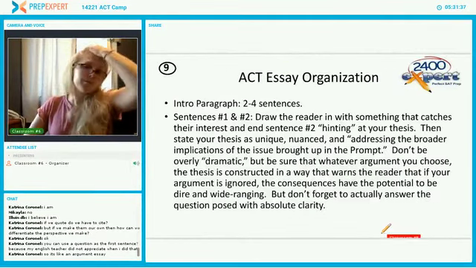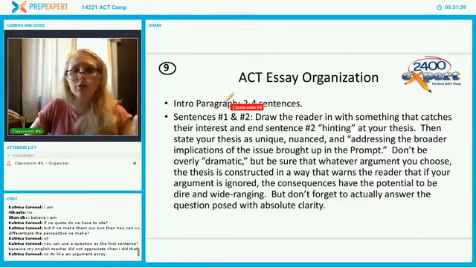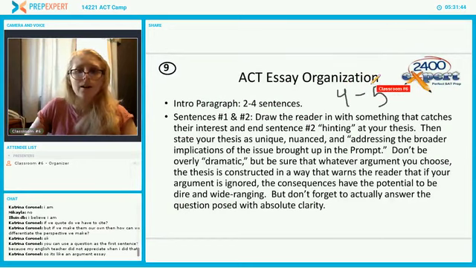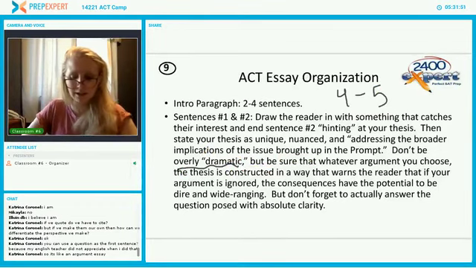Then the organization: you want your intro paragraph to be, I would say, at least 4 to 5 sentences. Make sure not to be overly dramatic. This is something that high school students tend to do when they're writing essays, is make their essay seem like it is a life or death situation, which is kind of silly. So don't do that. Make sure you're using language appropriate to the topic so that you don't make it seem too dramatic. All right.